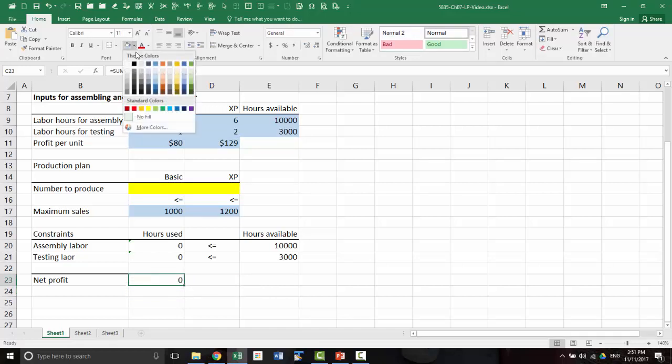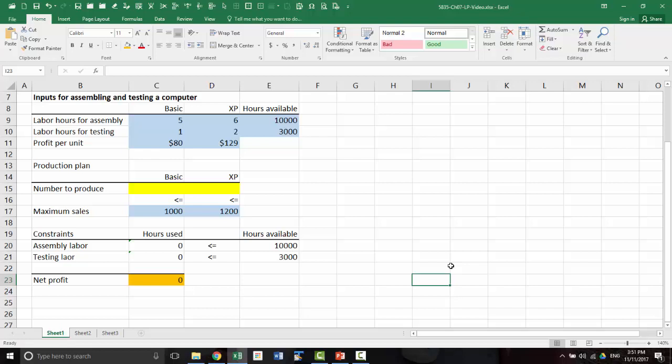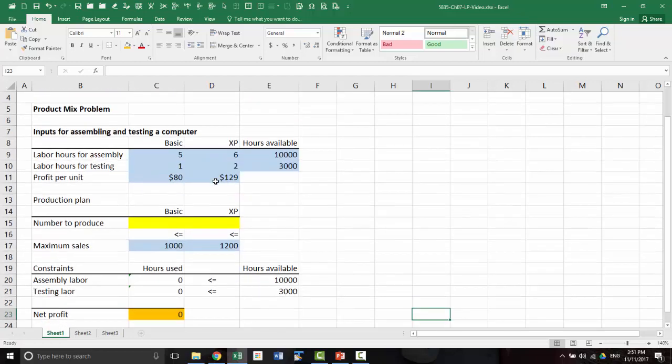So I'm going to color code it in a different color. I'm using three different colors: one for input values, one for decision variables, and one for final output. Anything that does not have a background color, those cells have computations. So now we have set up the model. The next step is to solve it using Solver.